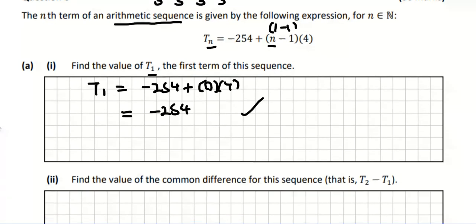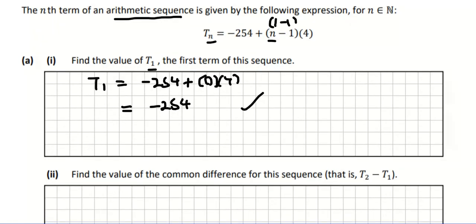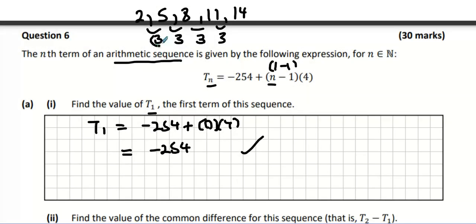Find the value of the common difference. Well, the common difference of the sequence I wrote up here was 3. So to get the common difference, you take away any term like t2 and take away the term that comes before it. So you could do t2 minus t1, t3 minus t2, or t100 minus t99. Once both of them are in a row, you're grand.